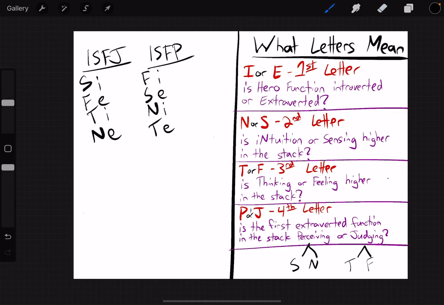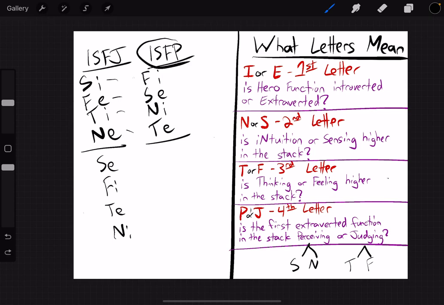If you wanted to go into their shadow, they would be the opposite introversion or extroversion of the top four. So, for this one, it's Si, Fe, Ti, Ne. So this would be Se, Fi, Te, and Ni. And that's how you get the eight functions. Because everyone has all of the functions available to them, we just use them in different ways, which I'll try and cover in another video.